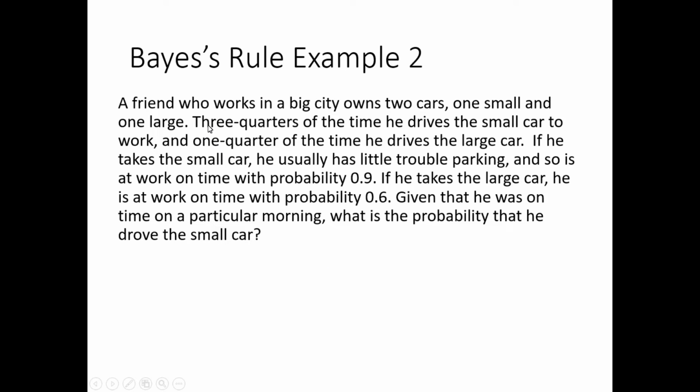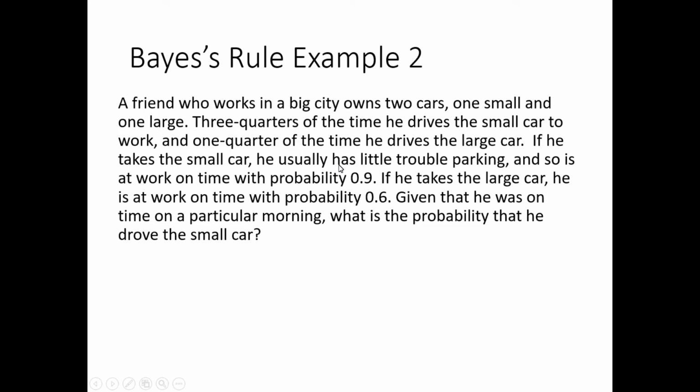The first number is this 3/4 of the time that he drives the small car. I'm going to write that as P of S. P of S is 0.75, or 3/4 as a decimal. If I wasn't sure on that, I could do 3 divided by 4 to get 0.75. 1/4 of the time he drives the large car. 1 divided by 4 gives me 0.25, so 0.25 is P of L, the probability of driving the large car.